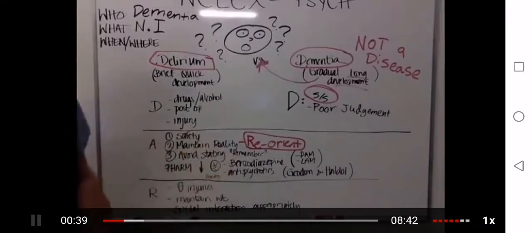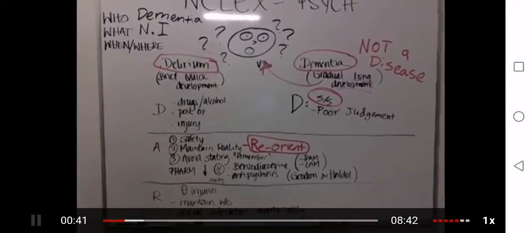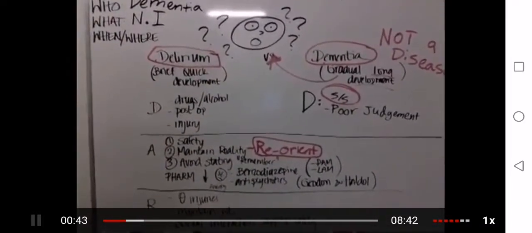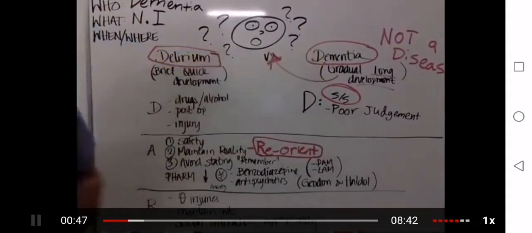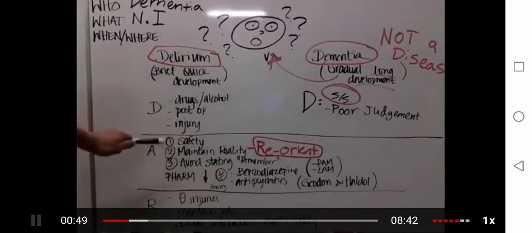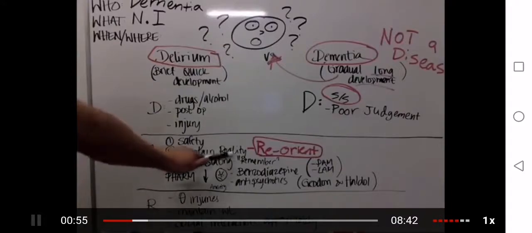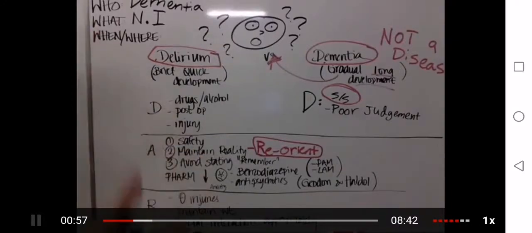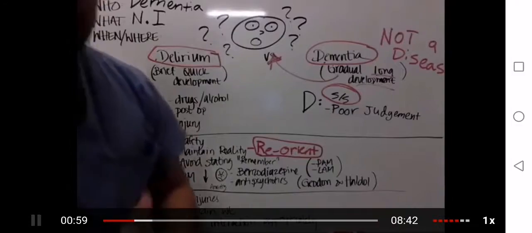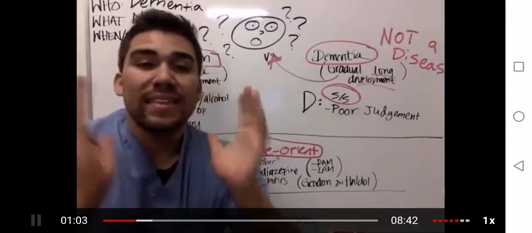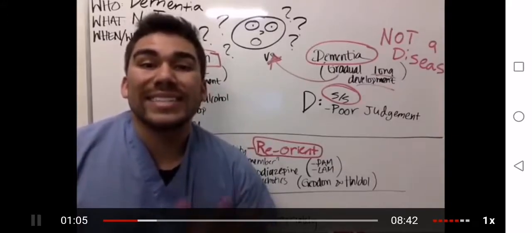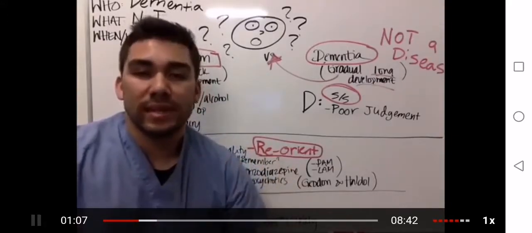I have an entire video for you guys on the differences between delirium and dementia at the end of this video. But number one is safety. Number two is maintain reality. Reorient your patients. Never play along with their delusions. If they think they're the president of the United States, you have to reorient them.